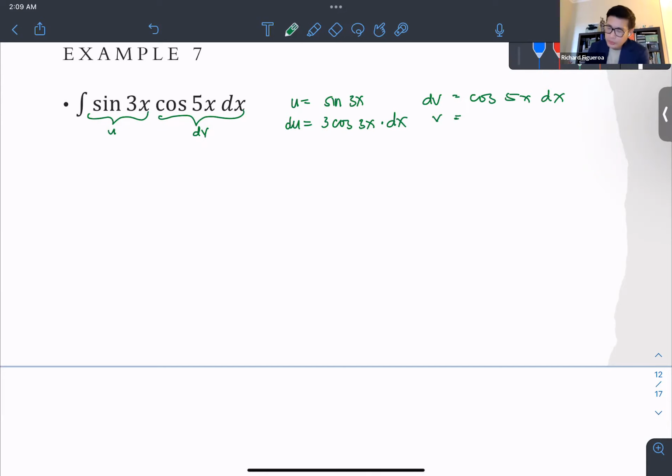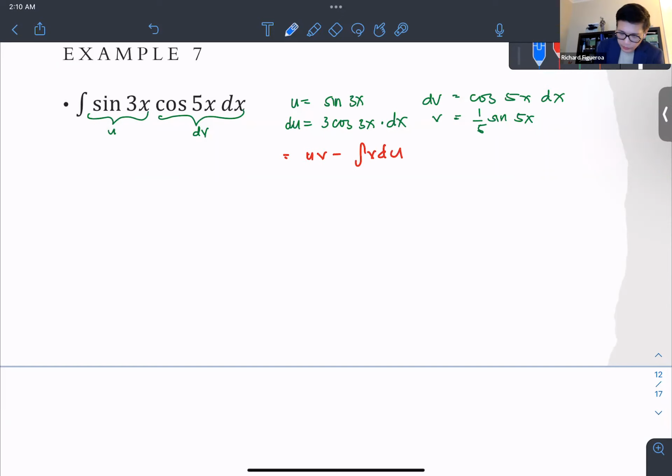The integral of cosine 5x dx is sine 5x. However, once we derive 5x, that is 5 dx, so we need the neutralizing factor. The neutralizing factor is 1 over 5. So we'll have our v to be 1/5 of sine 5x. And then applying our formula, uv minus the integral of v du.